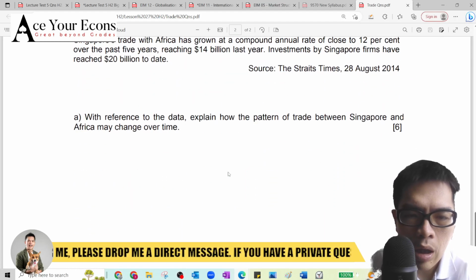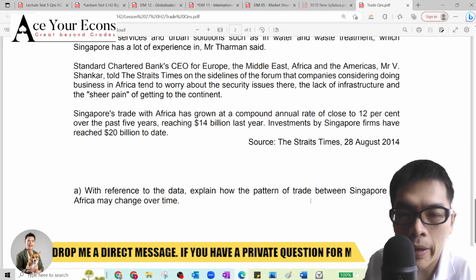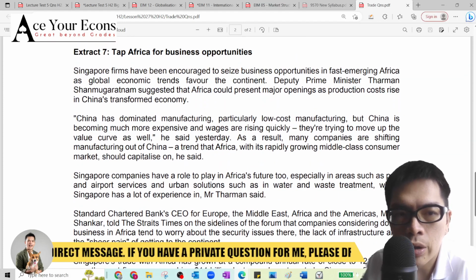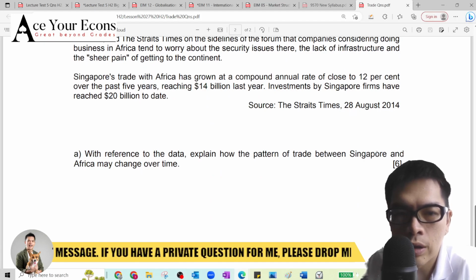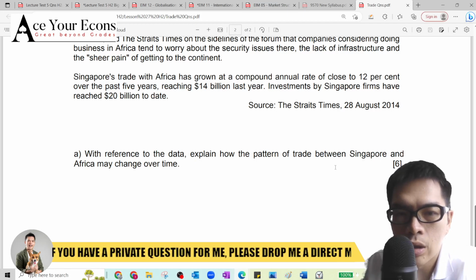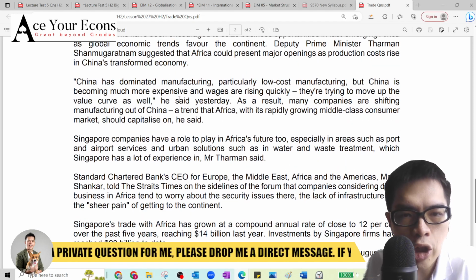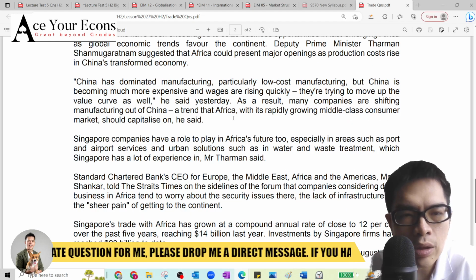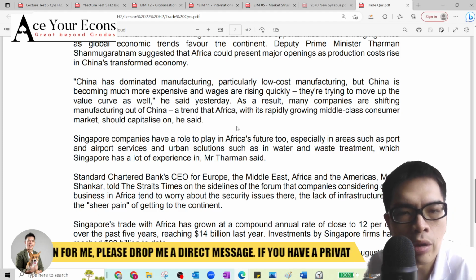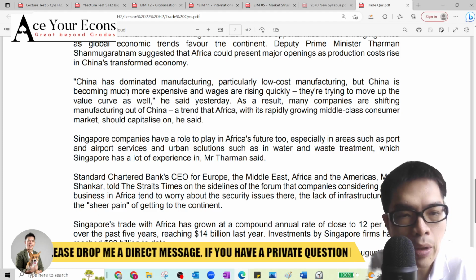Now, when you're supposed to use this as a point for patterns of trade, how are we going to establish or build this point? Remember, China is a third party down here. China is not going to influence the POT between Singapore and Africa. This is a bilateral relationship, right? So the way to connect this point is to relate China to Africa. Most of the students were not able to draw the connection between China and Africa. So how do we draw the relationship between China and Africa? We have to make some simple inference here.